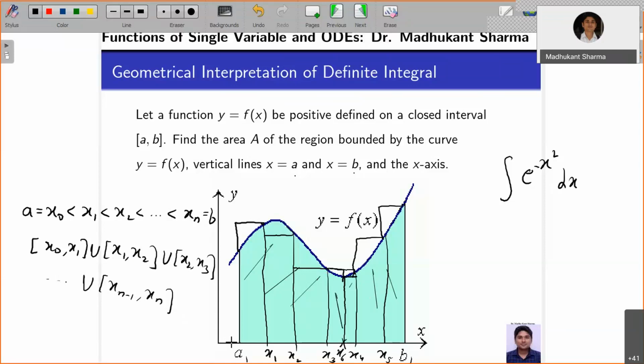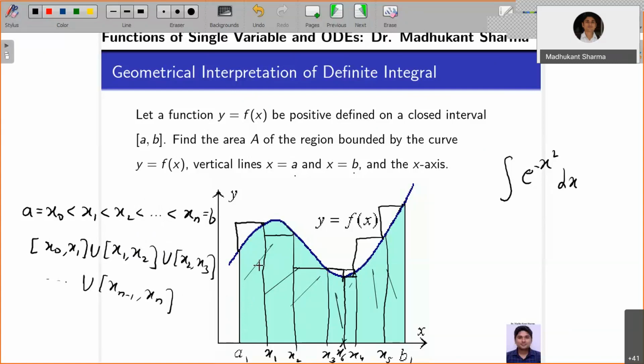We may say that that is a refinement of the previous partition. So once you have considered these n plus 1 points, and you add one more point, that is called a refinement of this partition. This is a partition of the interval into n sub-intervals. If you add one more point here, that is called a refinement of the previous partition. Now we are going to understand the Darboux approach.